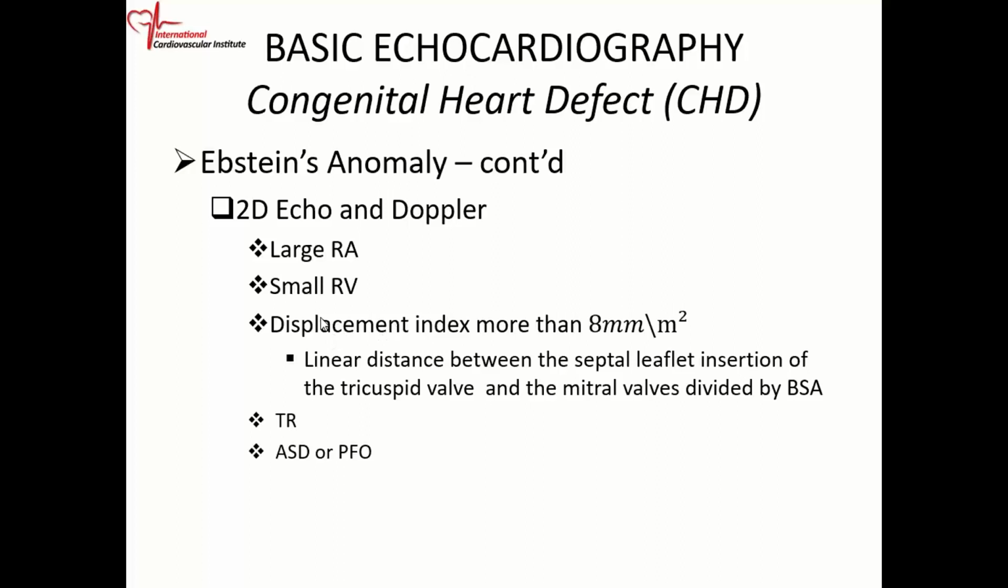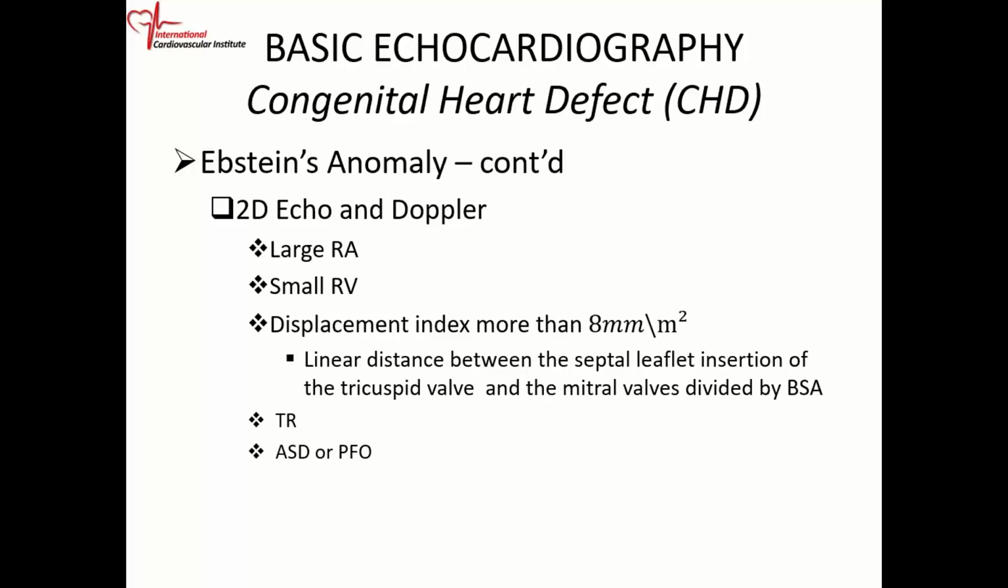So when the displacement index is more than 8 millimeters per meter squared, that is one of the conditions that have to be satisfied. And what is the displacement index? What we mean by the displacement index. The displacement index is the linear distance between the septal leaflet insertion of the tricuspid valve and the mitral valve, and you're going to divide it by the body surface area. Remember, when you index anything, you're going to divide it by the body surface area.